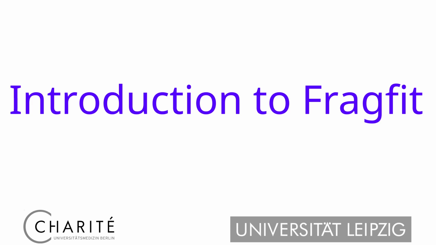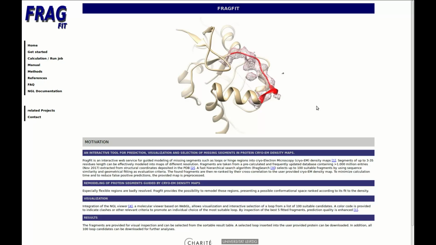If you want to know how to find proteins and maps in general, please check out our other tutorial video. You can find a link in the description of the video. The example we use here is a subunit of the ribosome and can be downloaded from our web page. To do so, please go to the Fragfit web page.